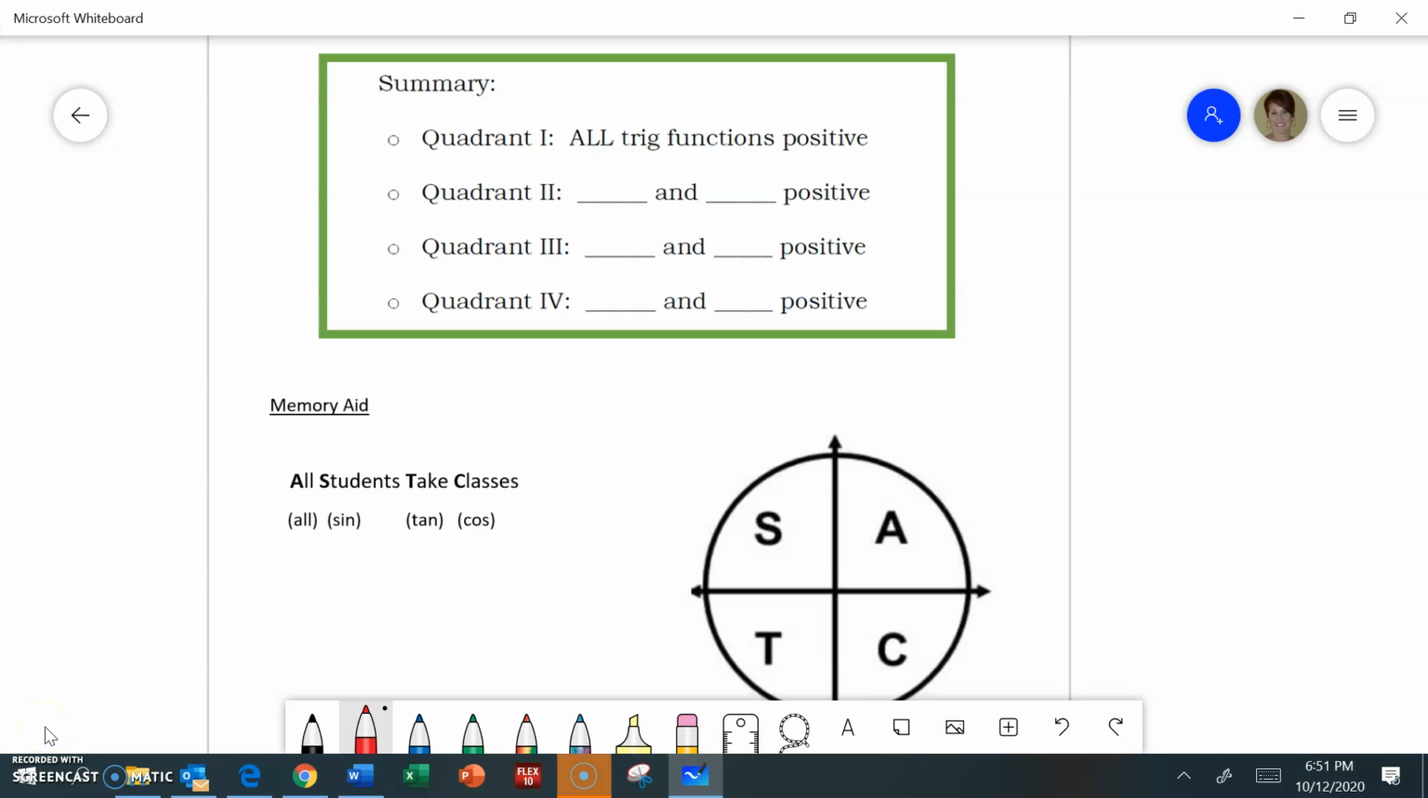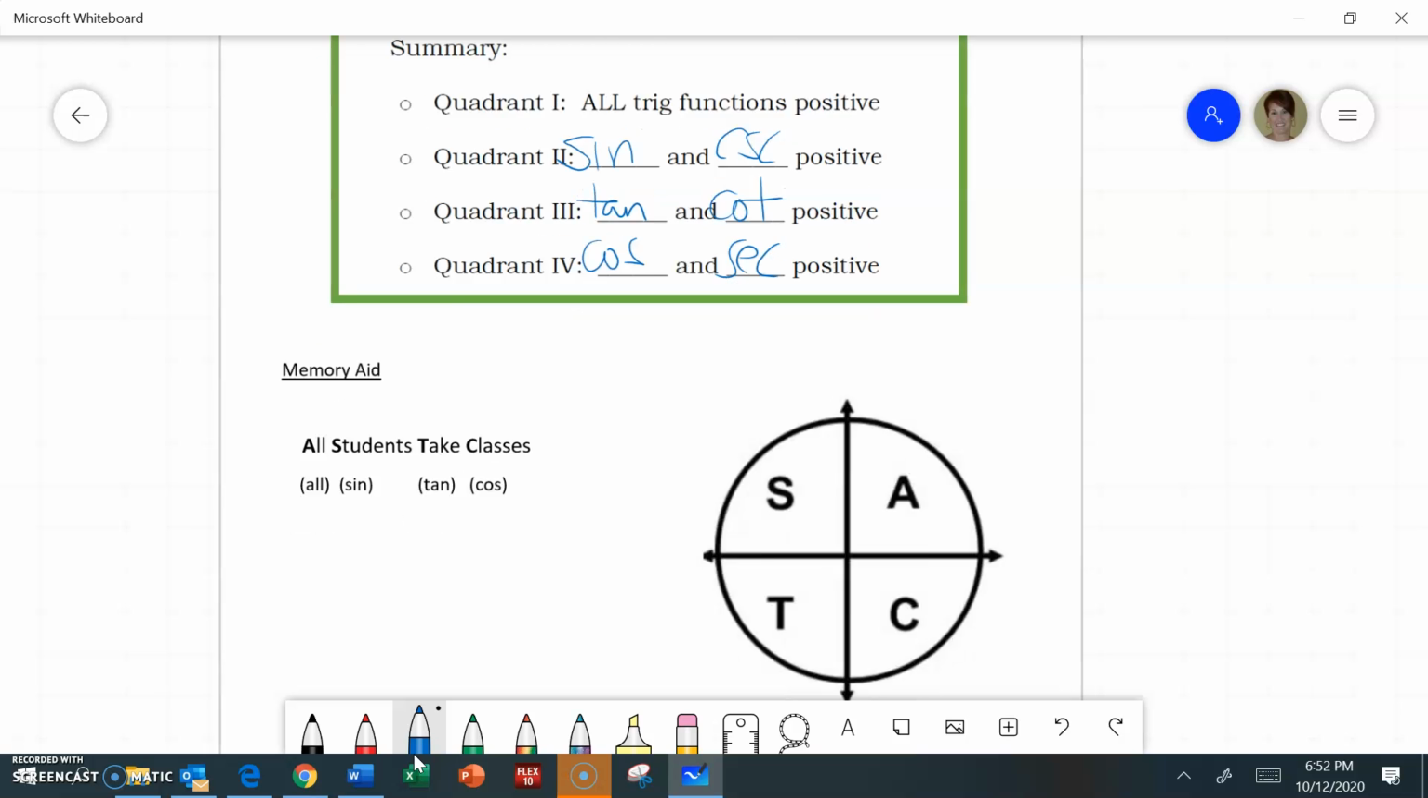All right, so to recap all that we did on the last page, and we have a memory aid to help you with this because I know that's a lot of information. Basically, in quadrant one, when you take any of all six trig functions, sine, cosine, cosecant, etc., of theta, the answer will always be positive. In quadrant two, it was sine and cosecant. In quadrant three, it was tangent and cotangent. And in quadrant four, it was cosine and secant.